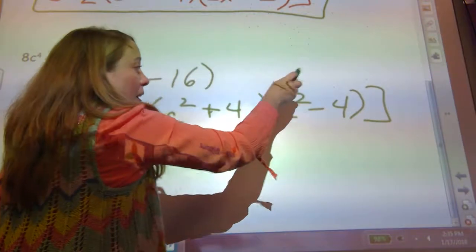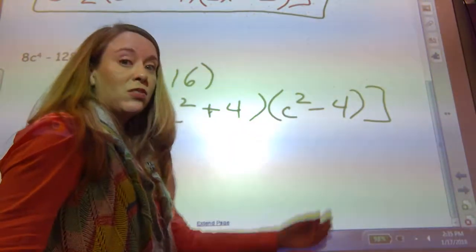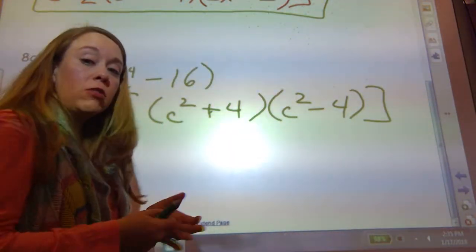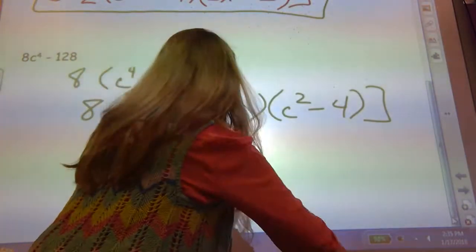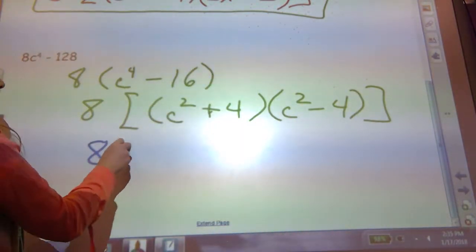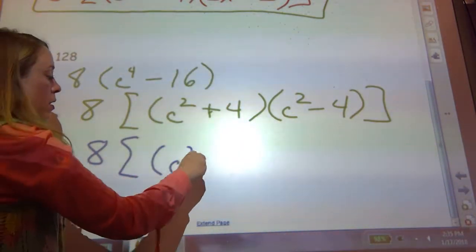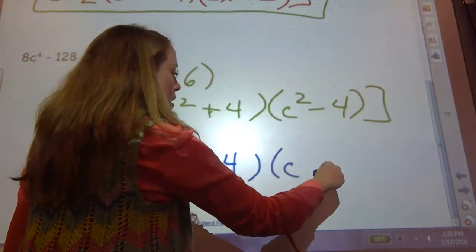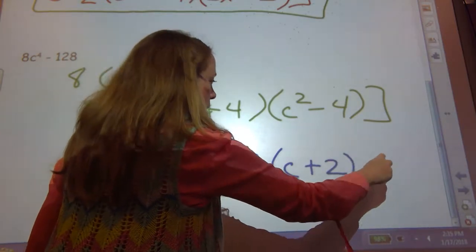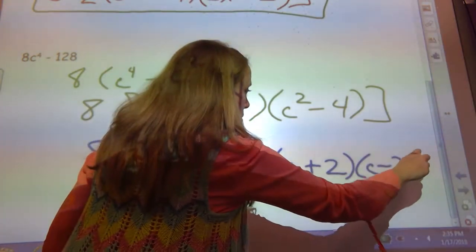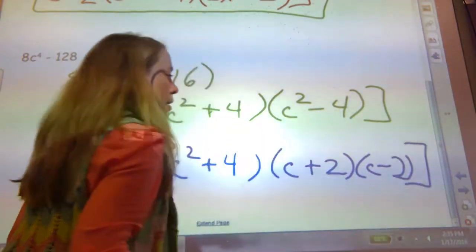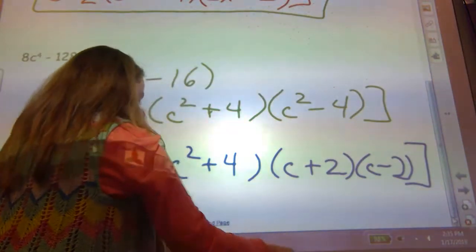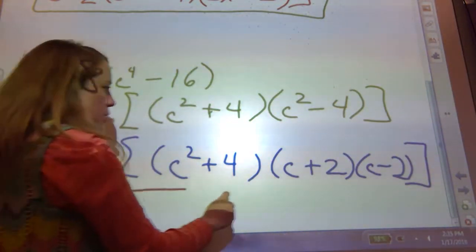Now here, again, we have a difference of squares, so we can continue factoring. And you just keep going until you can't anymore. So I have to rewrite everything I've already done, because that doesn't go away. So I've got this. Now I can continue with this, c plus 2 times c minus 2. And now I think I'm done. So I have factored that completely.